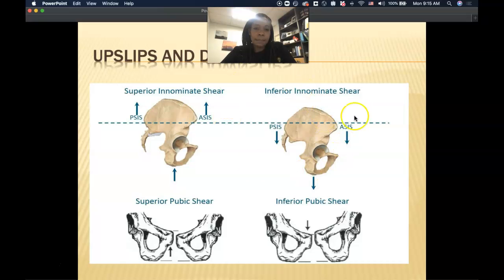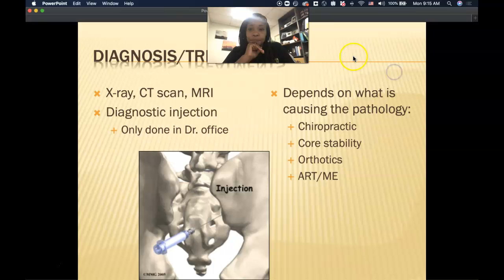The other type of movement that we can see is an inferior innominate bone or a downslip. Again, extremely rare. Most often as a result, you can see the TFL. So the TFL is extremely taut, and so it's tugging on the ilium and causing it to drive downwardly. But again, it's extremely rare. Most often what we're going to see in the clinical setting is this right here as a result of a tight QL or quadratus lumborum.